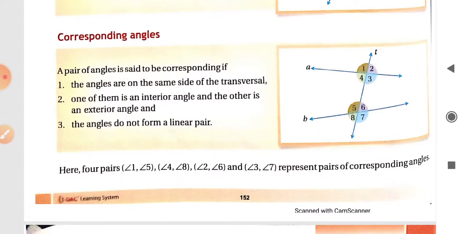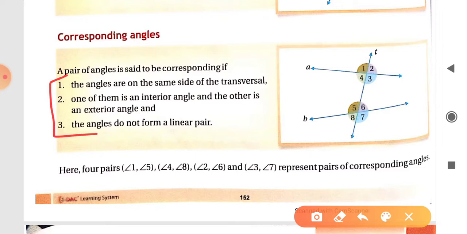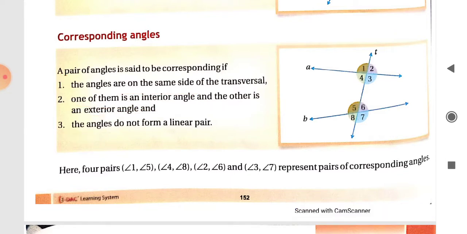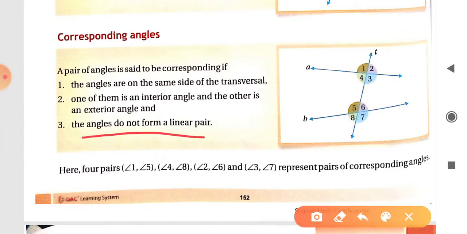Next type of angles is corresponding angles. There are 3 conditions for any pair of angles to be corresponding. First condition is that the angles are on the same side of the transversal. Second, one angle should be an interior angle and the other an exterior angle. Third, the angles do not form a linear pair. These angles never form a linear pair.